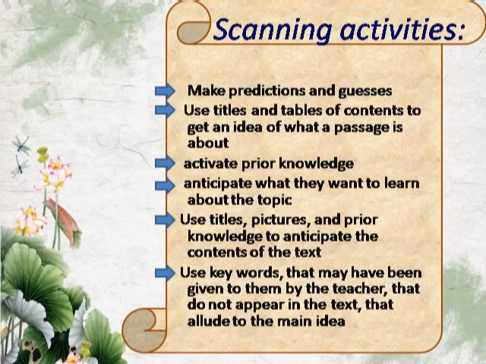The second is to use titles and tables of contents to get an idea of what a passage is about. Activate prior knowledge and express what they want to learn about the topic. Use titles, pictures, and prior knowledge and anticipate the contents of the text. Use keywords that may have been given to them by the teacher that do not appear in the text but allude to the main idea.